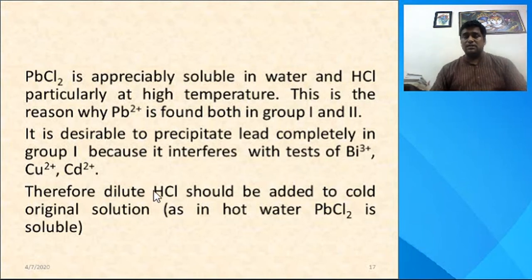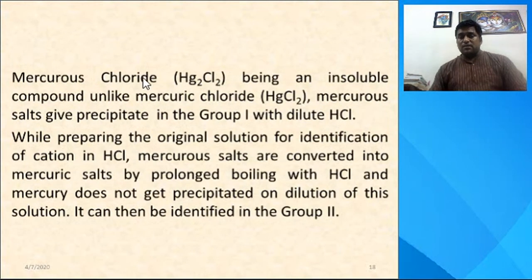The dilute HCl, the group reagent, should be added to the cold original solution, because in hot water lead chloride is soluble. Since it is soluble, it will pass to the second group. Mercurous chloride, being an insoluble compound unlike mercuric chloride, gives a precipitate in group 1 with dilute HCl. But while preparing the original solution in dilute HCl, on prolonged heating of the mixture, this mercurous ion gets converted to mercuric ion, and that appears in the second group.